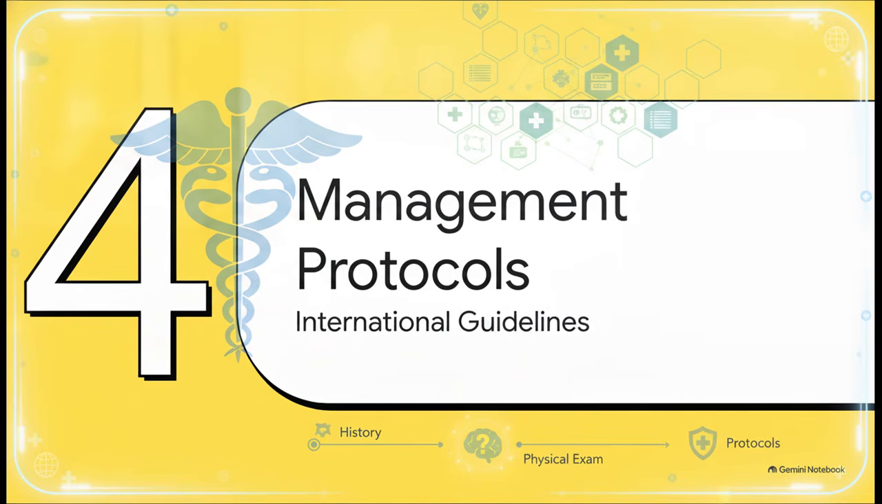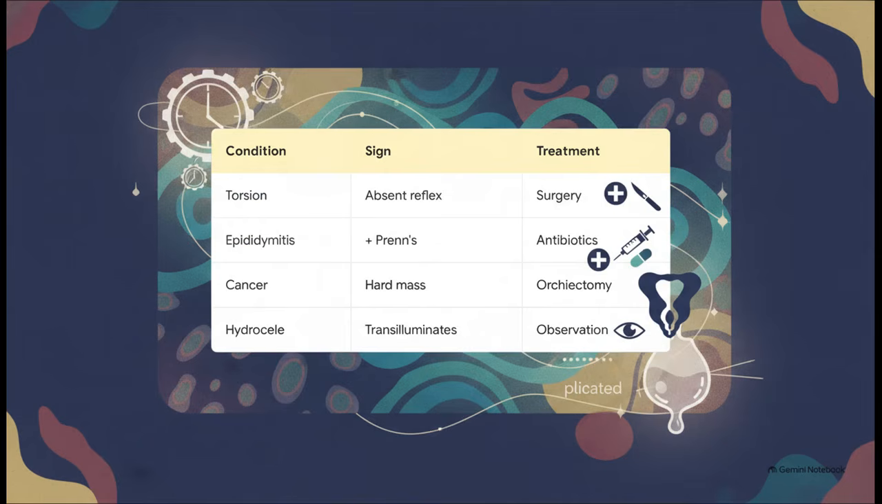Which brings us to Section 4, Master Management Protocols. So you've synthesized the history, you've done the exam. What is the final verdict? How do we actually manage these based on international protocols? This gold standard matrix right here aggregates all the definitive pathways for you.